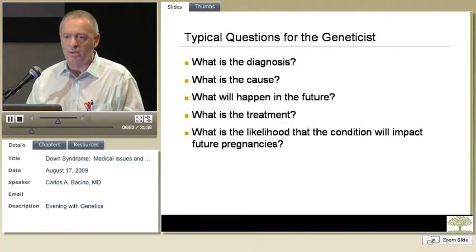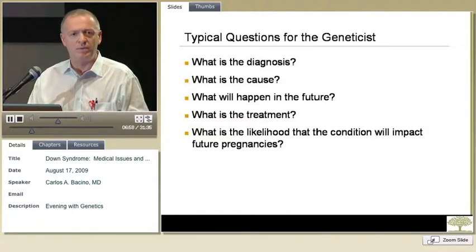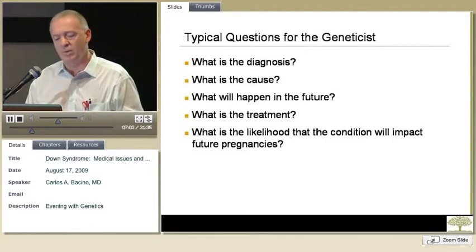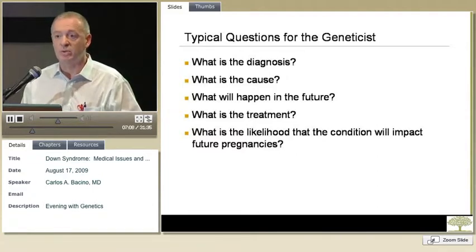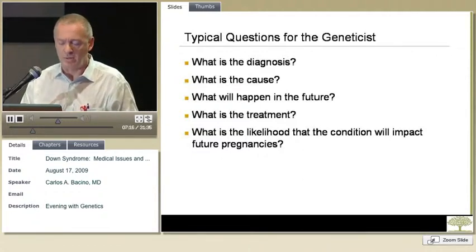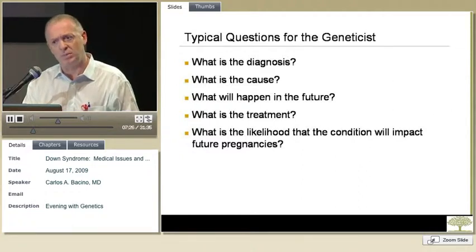When a child is born with Down syndrome, one of the first things parents ask is, what is the diagnosis, what is the cause, what's going to happen in the future, what are the treatments or the options, what we can do to help these kids, and definitely what is going to happen in the next pregnancy. And in terms of the diagnosis, obviously it's going to be the clinical plus the chromosomal studies, and the cause I briefly talked to you before about, this trisomy 21.